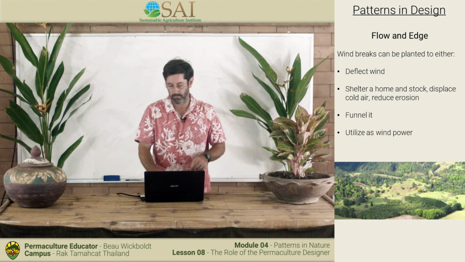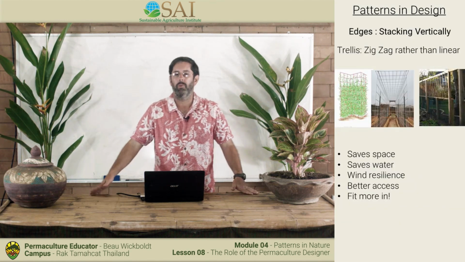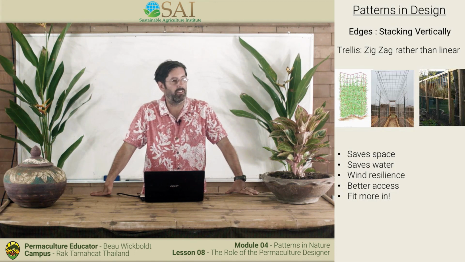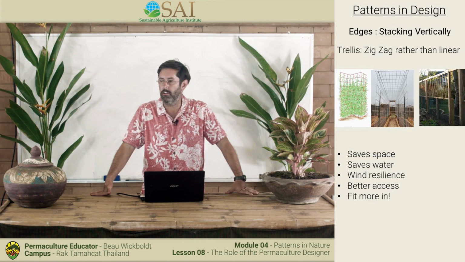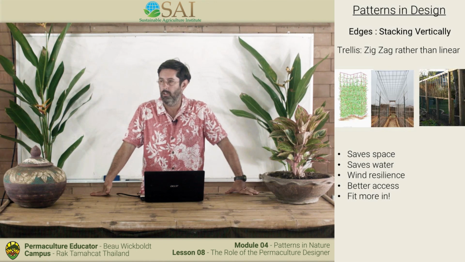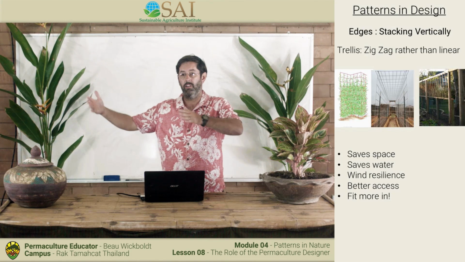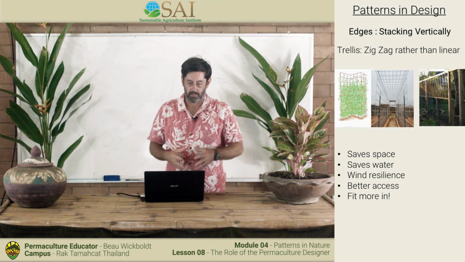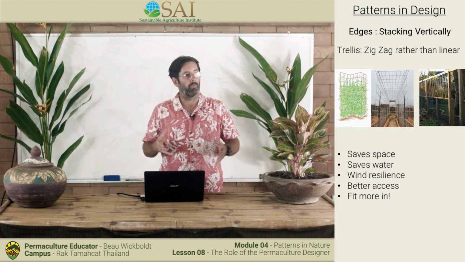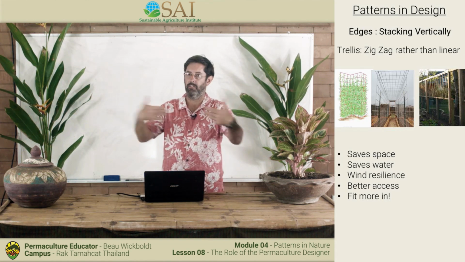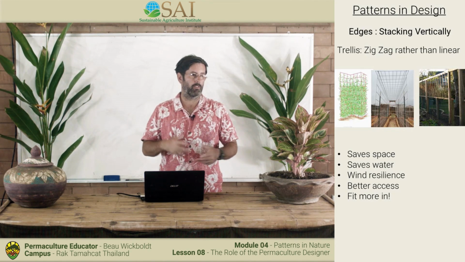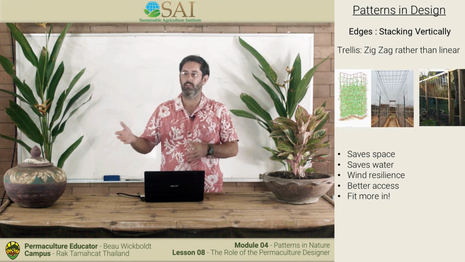What do I want? So we can look at edges, stacking vertically. Well, trellises could be zigzagged rather than linear. They're going to be stronger and they create more edge, so there's more ability to grow on. So we get increased length, more edge. It saves space, it saves watering, they're more wind resilient, they have better access from each side, and you can fit more plants into a smaller space. So this is where we look at deforming edge, increases productivity.